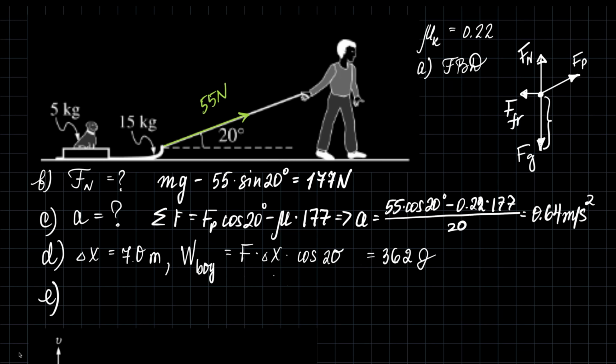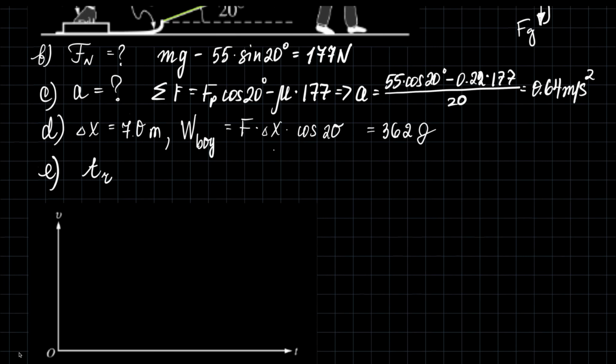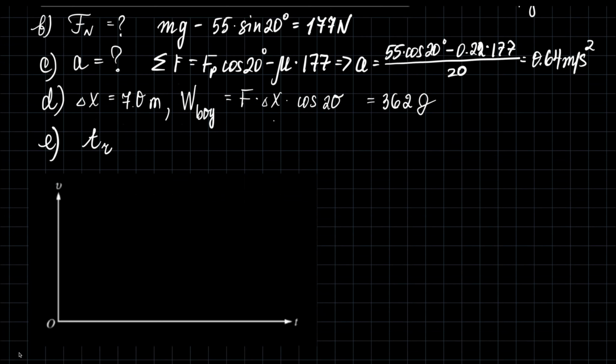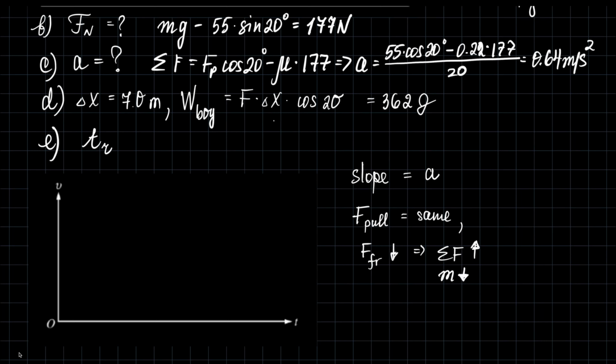In E, they tell us that at some time TR, R for roll, the dog rolls off the sled, tired of these shenanigans, and they're asking us to draw the velocity versus time. Remember, the slope equals acceleration. So what happens when the dog rolls off? The force of pull is the same. Force of friction drops. So we have a net force that is now higher. Mass is lower. We have a much greater slope.